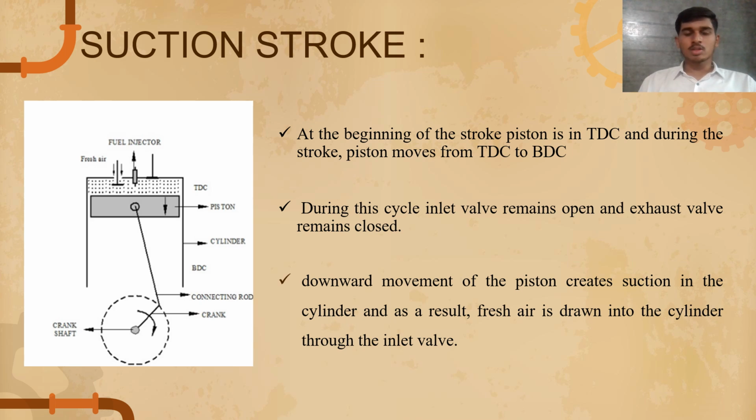So the first one is the suction stroke. At the beginning of the stroke, the piston is at top dead center, and during the stroke, the piston is drawn back, or moved, from top dead center to bottom dead center. During this stroke, the inlet valve is open and the exhaust valve is closed. The downward movement of the piston creates suction in the cylinder, and as a result, fresh air is drawn into the cylinder through the inlet valve.